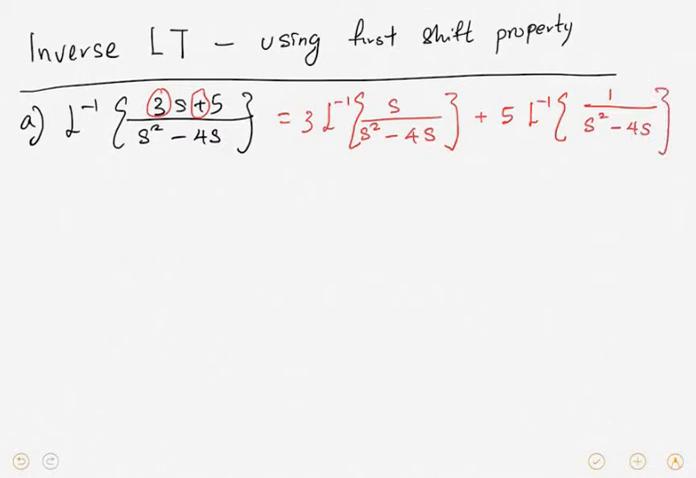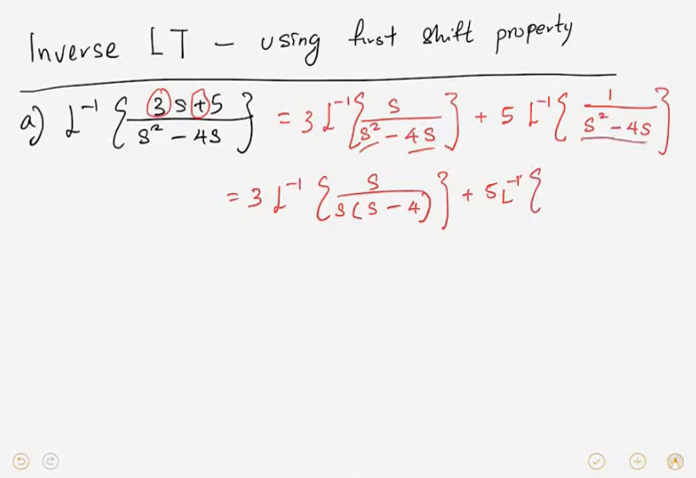Okay, so this is s squared and 4s, so we can factorize it. So we have s over s minus 4, and then 5, and then here.